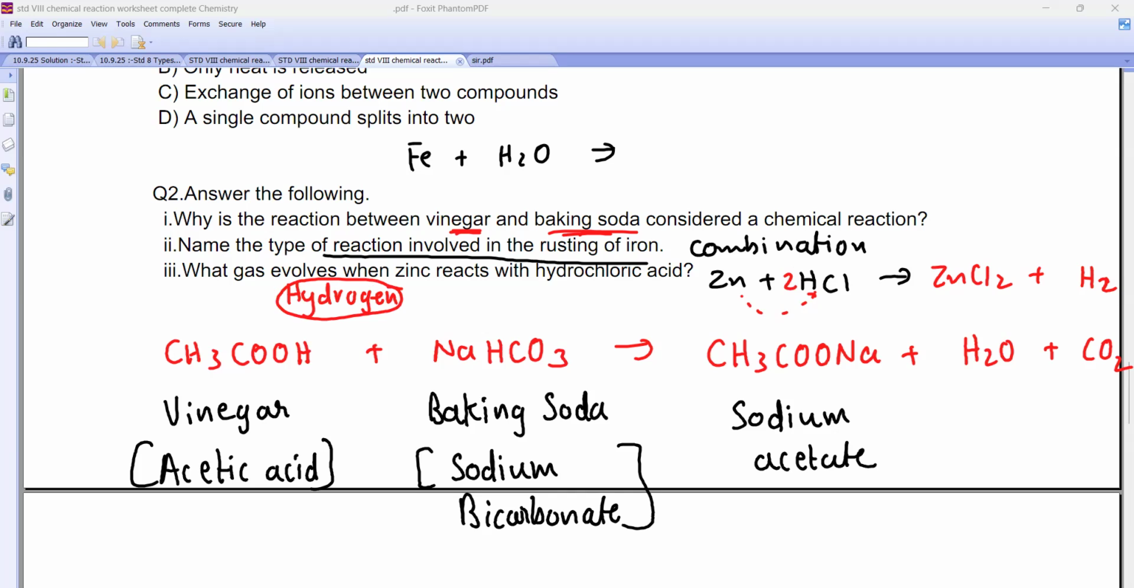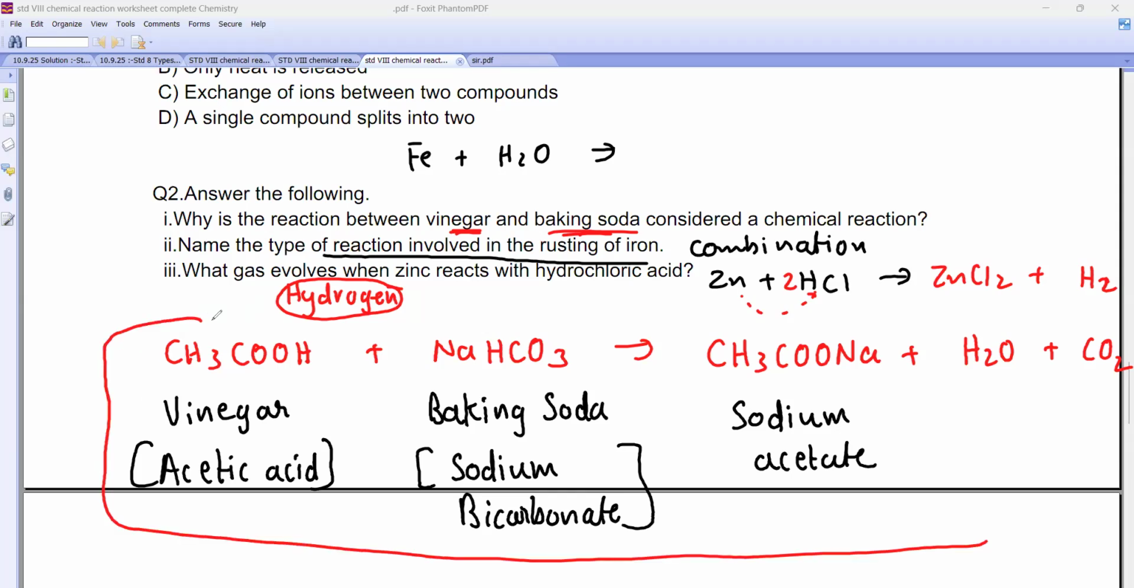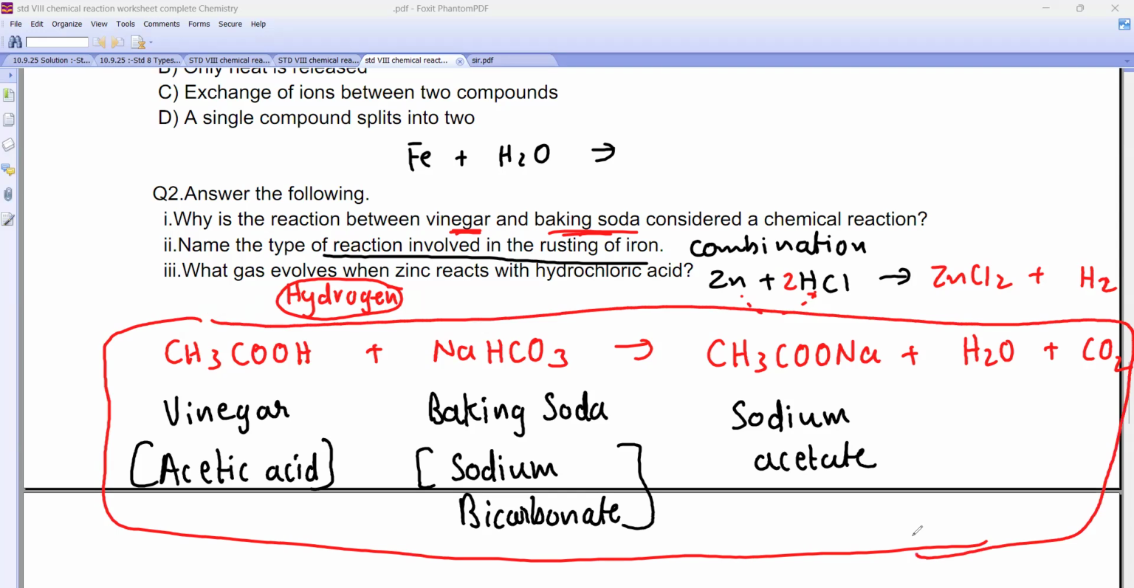Have you all copied this reaction? This reaction is coming every now and then. You can take this down. This is sodium bicarbonate. This is vinegar. Acetic acid, we call it.